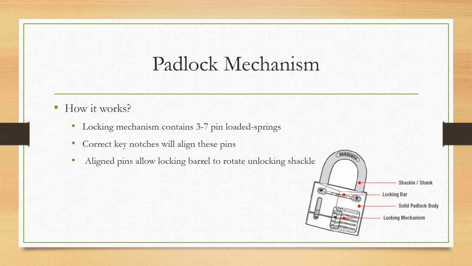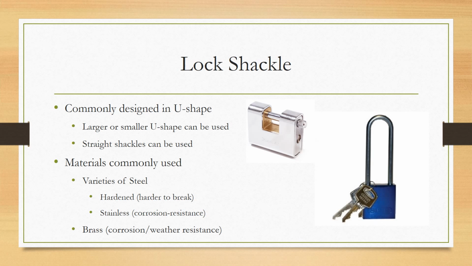In the padlock there's a locking mechanism which houses 3 to 7 spring-loaded pins. And when the correct key is inserted into this locking mechanism, the key's notches will align these pins. These aligned pins will allow the locking barrel to rotate and therefore unlock the shackle and unlock the padlock.